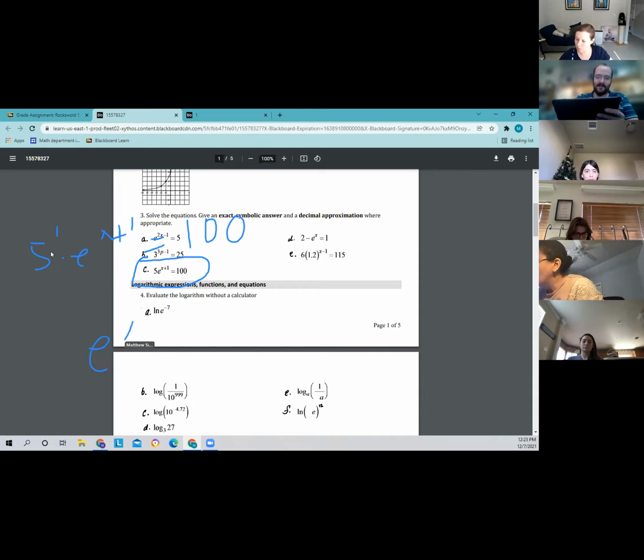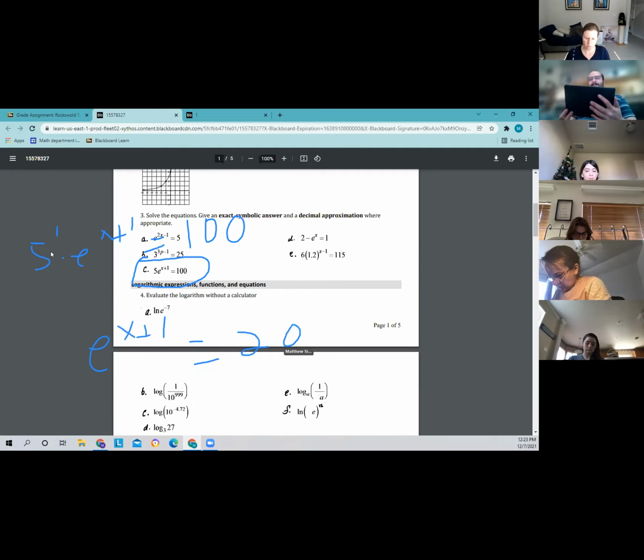So if I divide each side by 5, I get e to the x plus 1 on this side, and I get 20 on this side. 100 divided by 5, yes, 20. And then you plug in your natural log. So I'm doing the natural log of both sides. Natural log of this thing, natural log of this thing. Then it's going to be ln e to the x plus 1 equals ln 20.